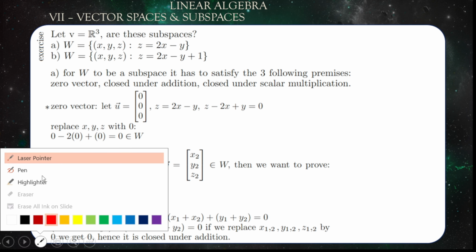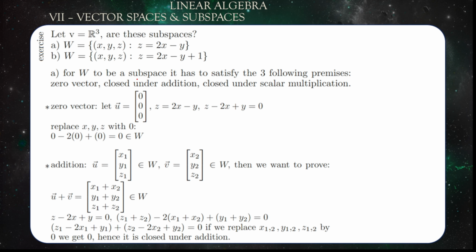So let me go over it again. For W, let us check this zero vector. How do you check if the zero vector exists within the space W? You simply replace x, y, z by 0, 0, 0, the zero vector. First, to make it neater, you move the right side of the equation to the left, so you end up with z minus 2x plus y. You replace z, x and y by 0, which becomes 0 minus 2 times 0 plus 0 equals 0, which exists within W. So the first condition has been met.